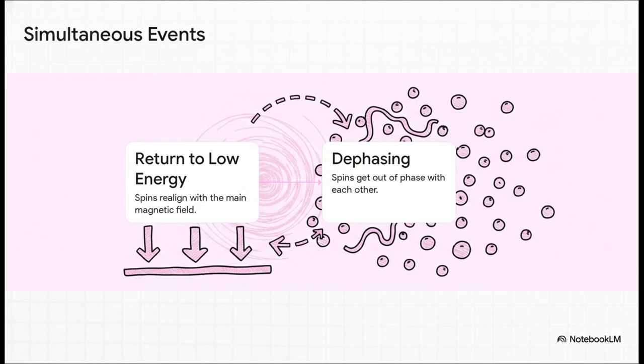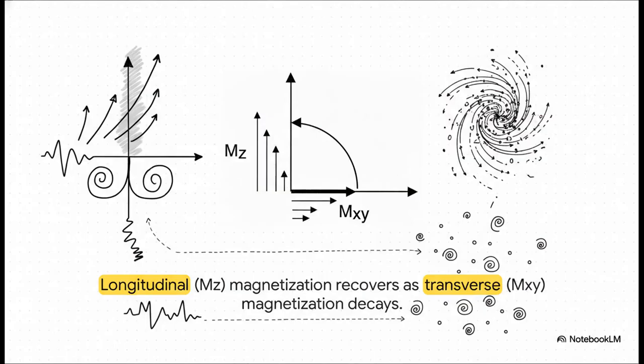But then two things happen. First, they start getting tired and begin swimming back to the side of the pool. That's their low energy state. That's realignment. But at the same time, some swimmers are faster than others. They get out of sync. That is dephasing. And this illustrates those two processes perfectly.